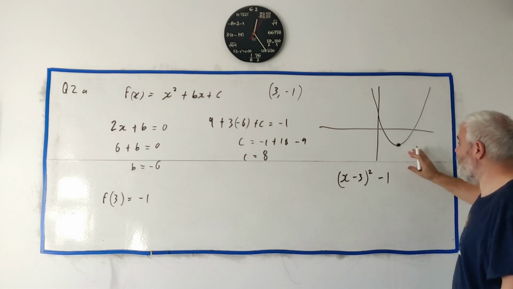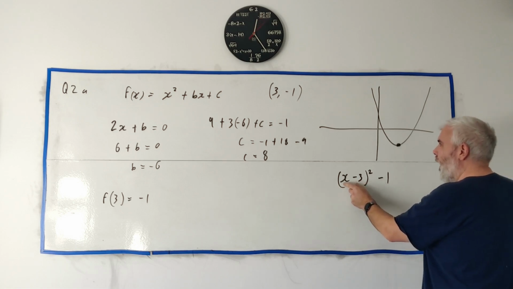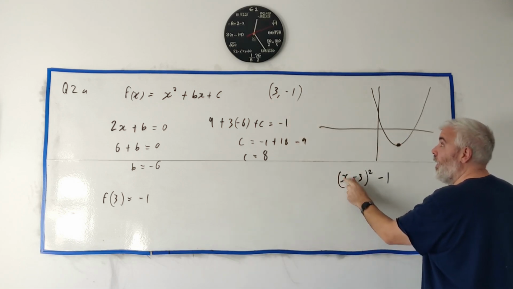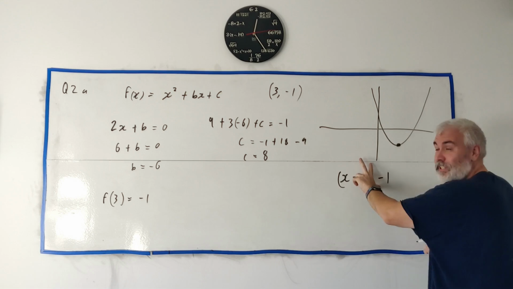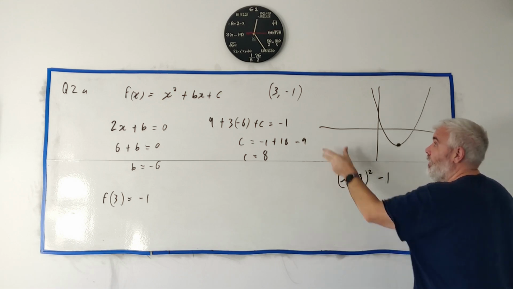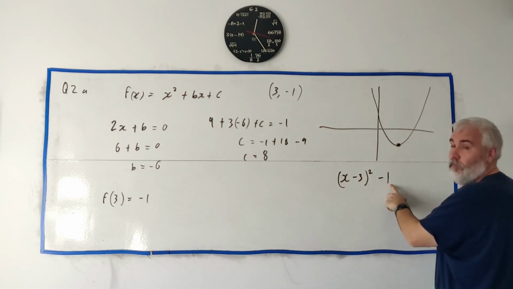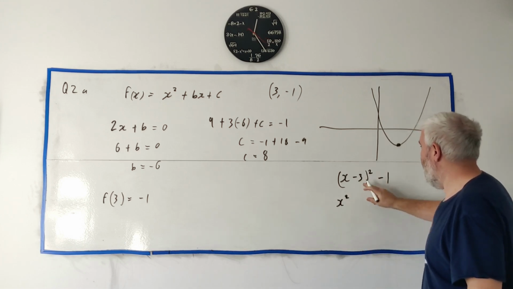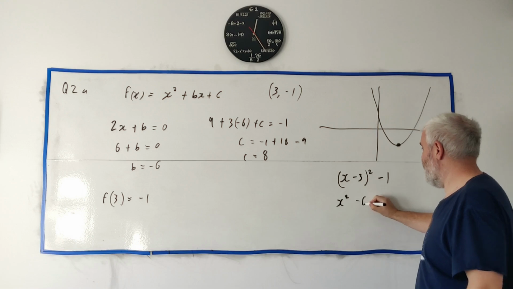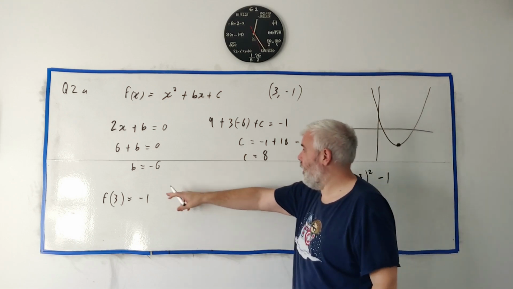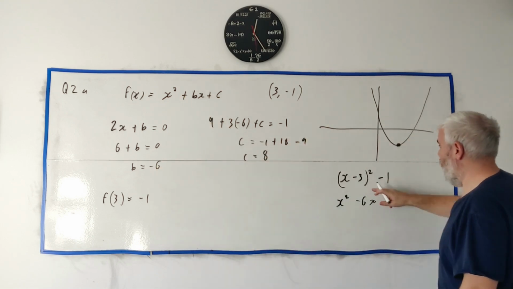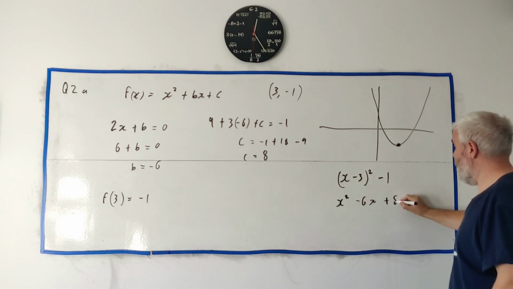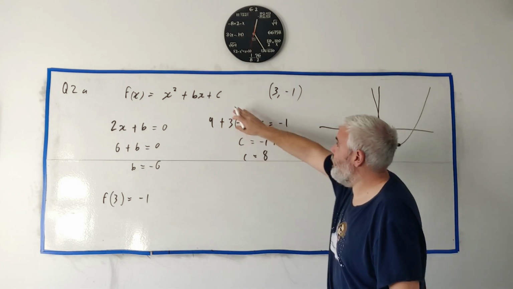I know the function looks like this because at this point, the smallest this function can get is when x is at 3. And this will go to 0. And the number left over will be a minus 1. And that's here. And just multiply this out, we'll get x squared, minus 6x, which is the minus 6 for the b, and we'll get plus 9 minus 1, which is plus 8, which is the c.